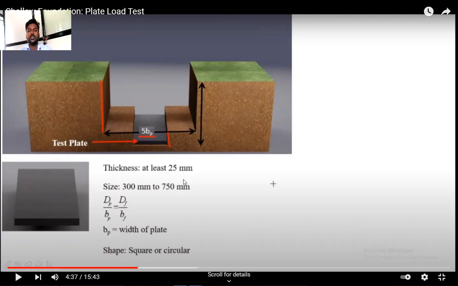Everyone please write down. Thickness of the plate which is used here, whatever the plate we are using for conducting the plate load test, the thickness of the plate should be at least 25 mm. Please write down this term. Thickness at least 25 mm. Size 300 mm to 700 mm.